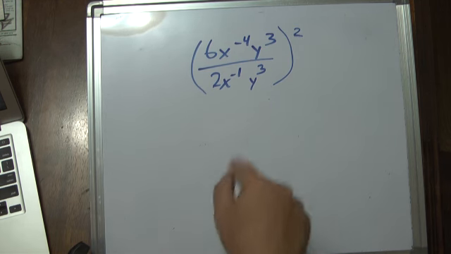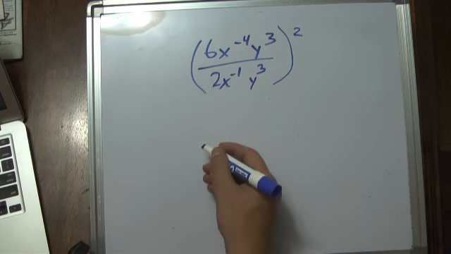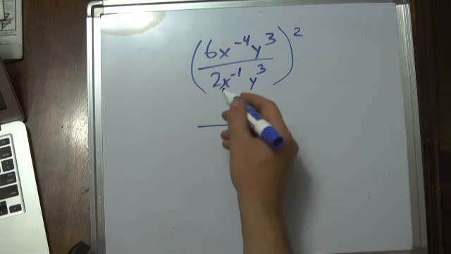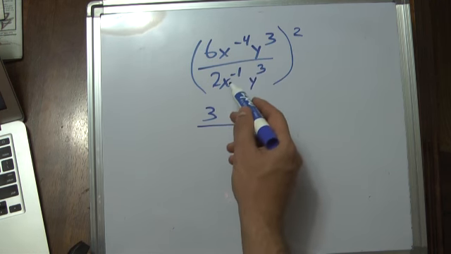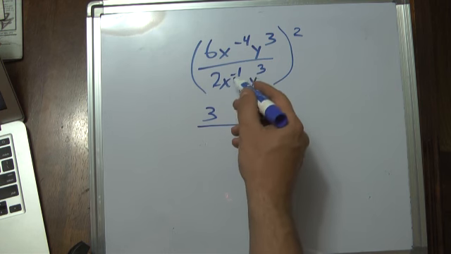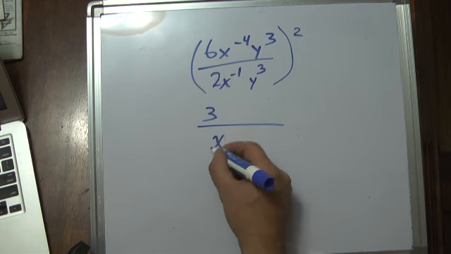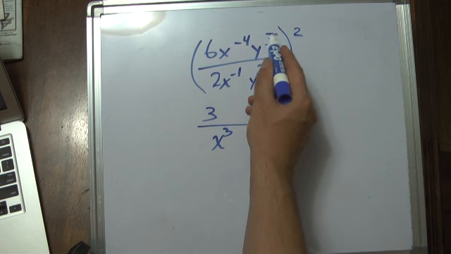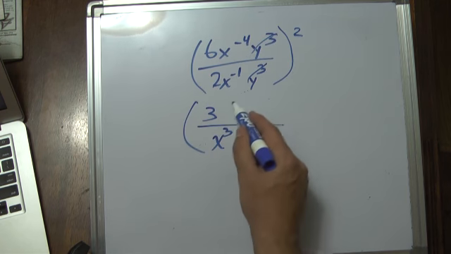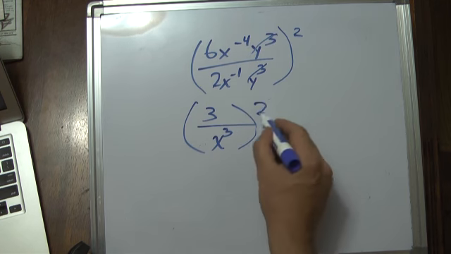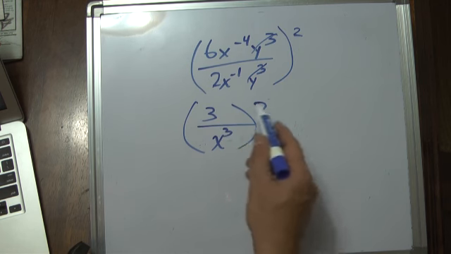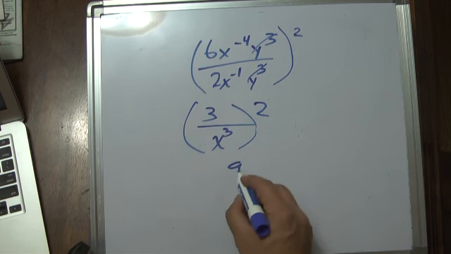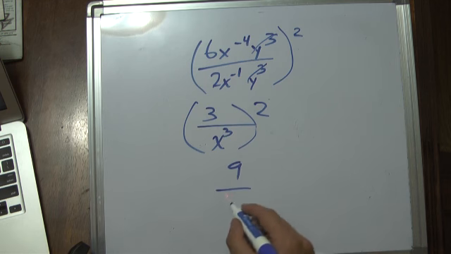instead of distributing first, is work what's in parentheses first. So take your 6 divided by 2 is 3. X to the negative 4 divided by x to the negative 1 is going to be x to the negative third, which means that goes on bottom as x to the positive 3. Those still cancel. So we have that to the second power. And then maybe this is why you got choice A. 3 squared is 9, not 6. And x to the third squared is x to the 6th.